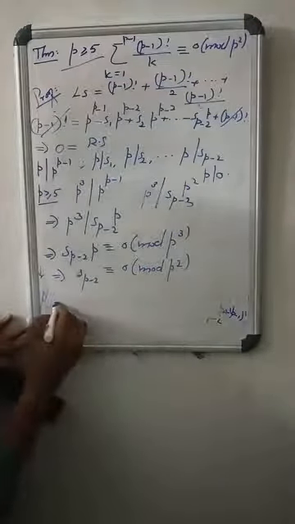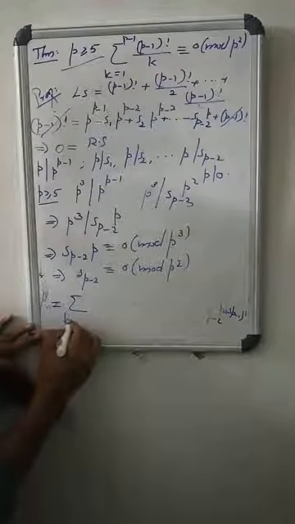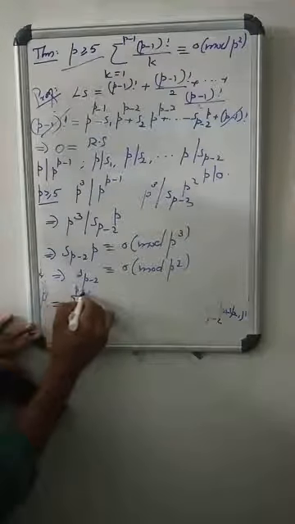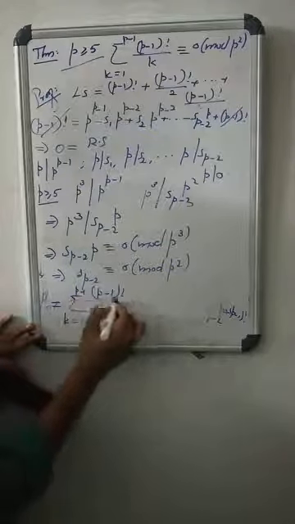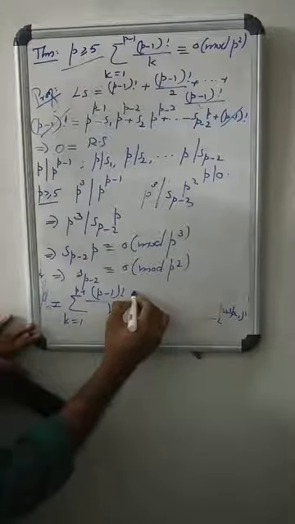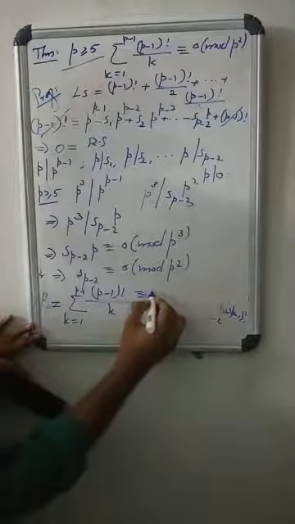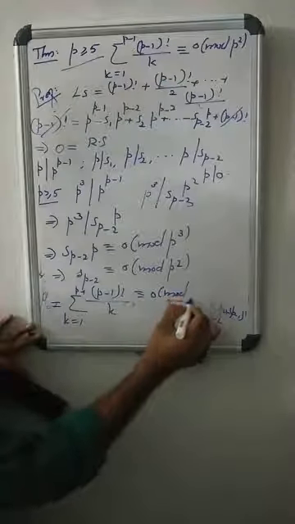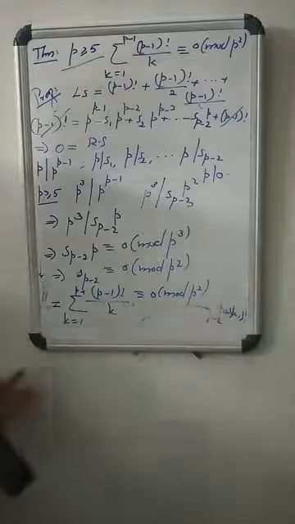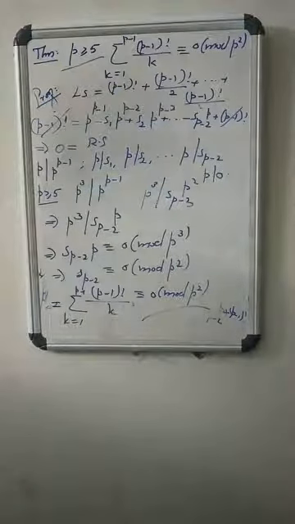What is s_{p-2}? We also know that the sum over k from 1 to p minus 1 of (p minus 1) factorial divided by k is nothing but s_{p-2}. So it is congruent to 0 mod p squared. So this is the proof of this well-known theorem. So the proof is important.